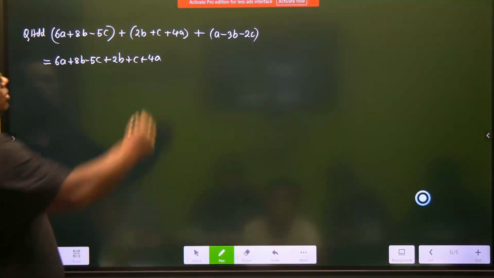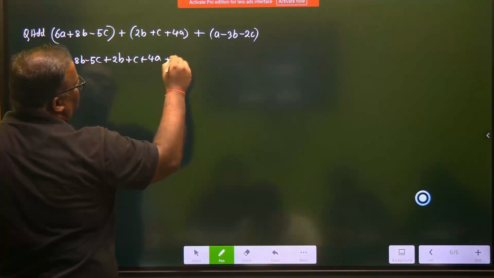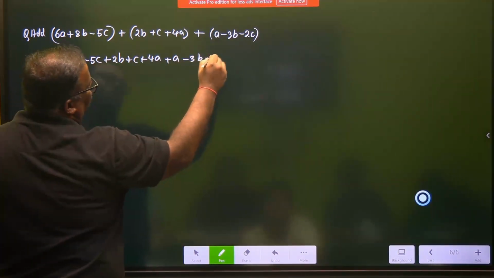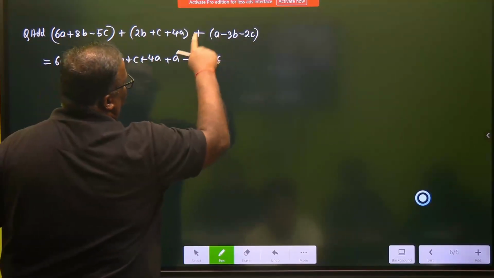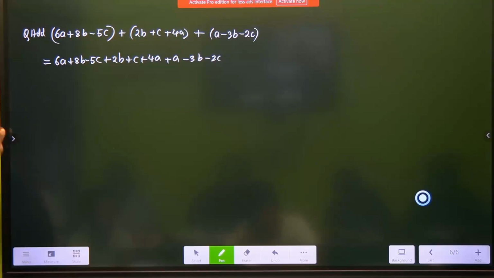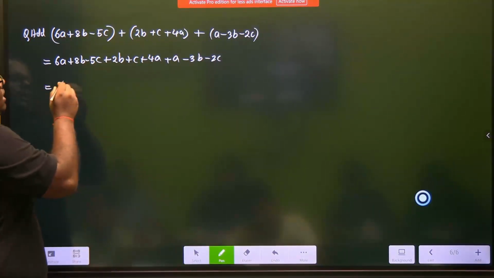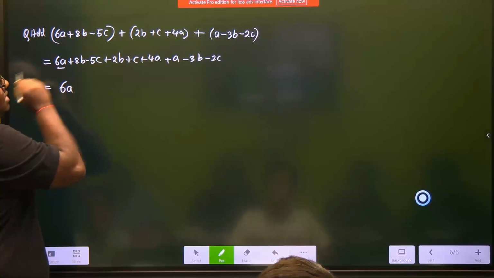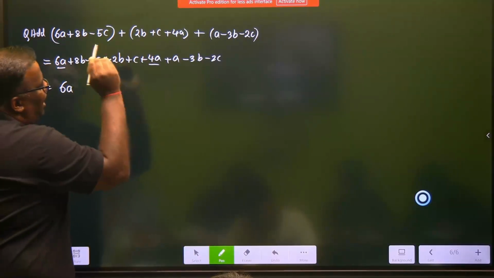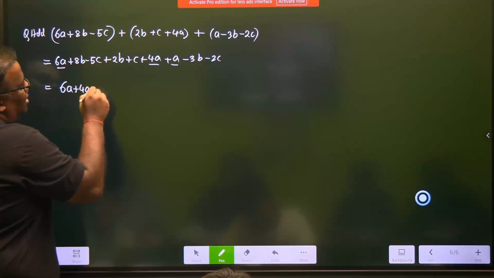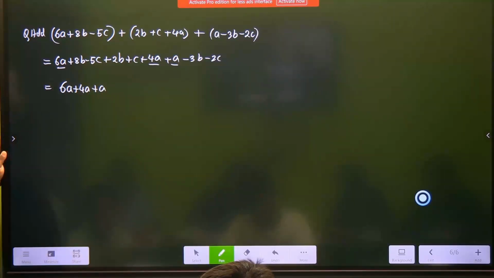Okay. Now this plus will go. Plus into A is plus A. Then minus 3B and minus 2C. Did you understand? Plus into plus is plus. Plus into minus is minus. Our next job will be to bring all the Malhotras: 6A, 4A and A. Plus 4A plus A. All the A's are done.